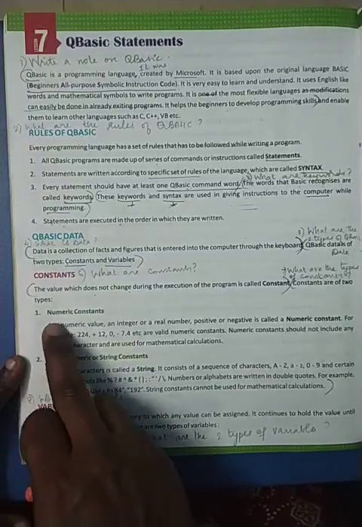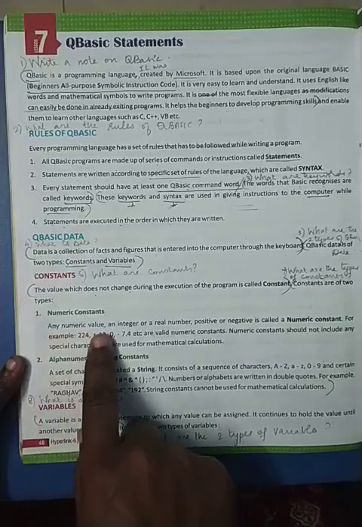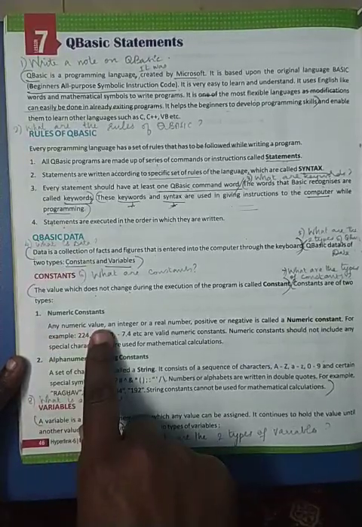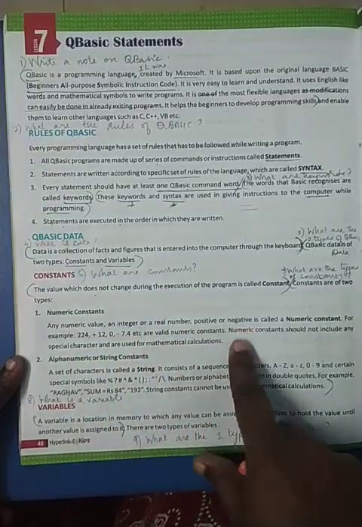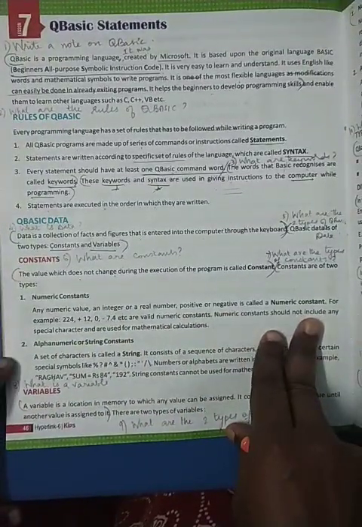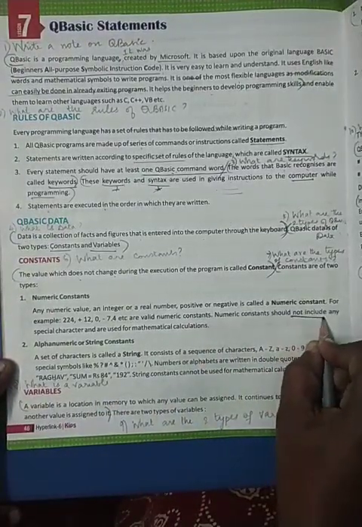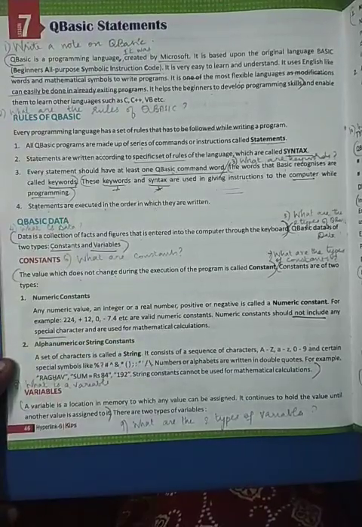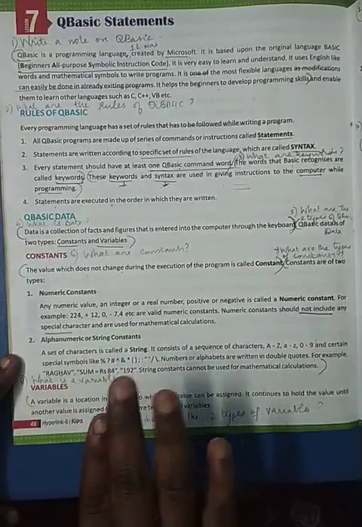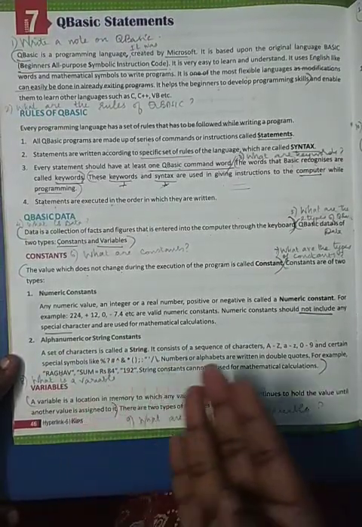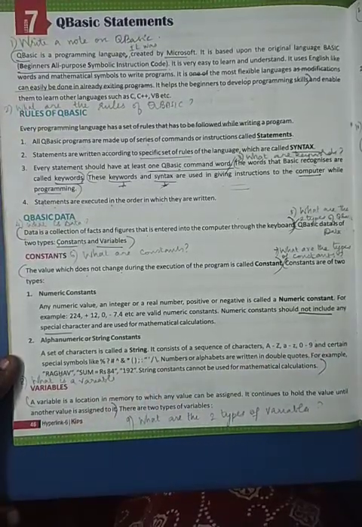Then, what is a numeric constant? A numeric value, like an integer or real number, positive or negative, is called a numeric constant. They will have only numbers and should not include any special characters. Now coming to the alphanumeric constant, it will have both letters and numbers. It will have special characters also.